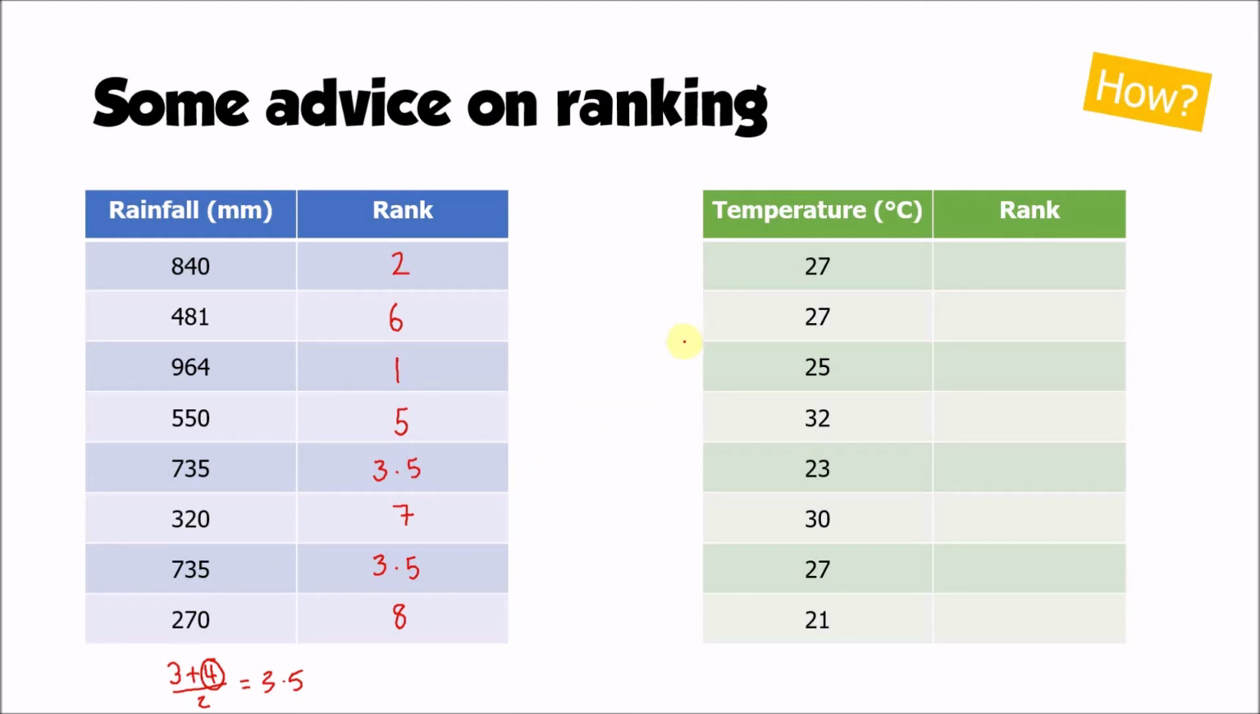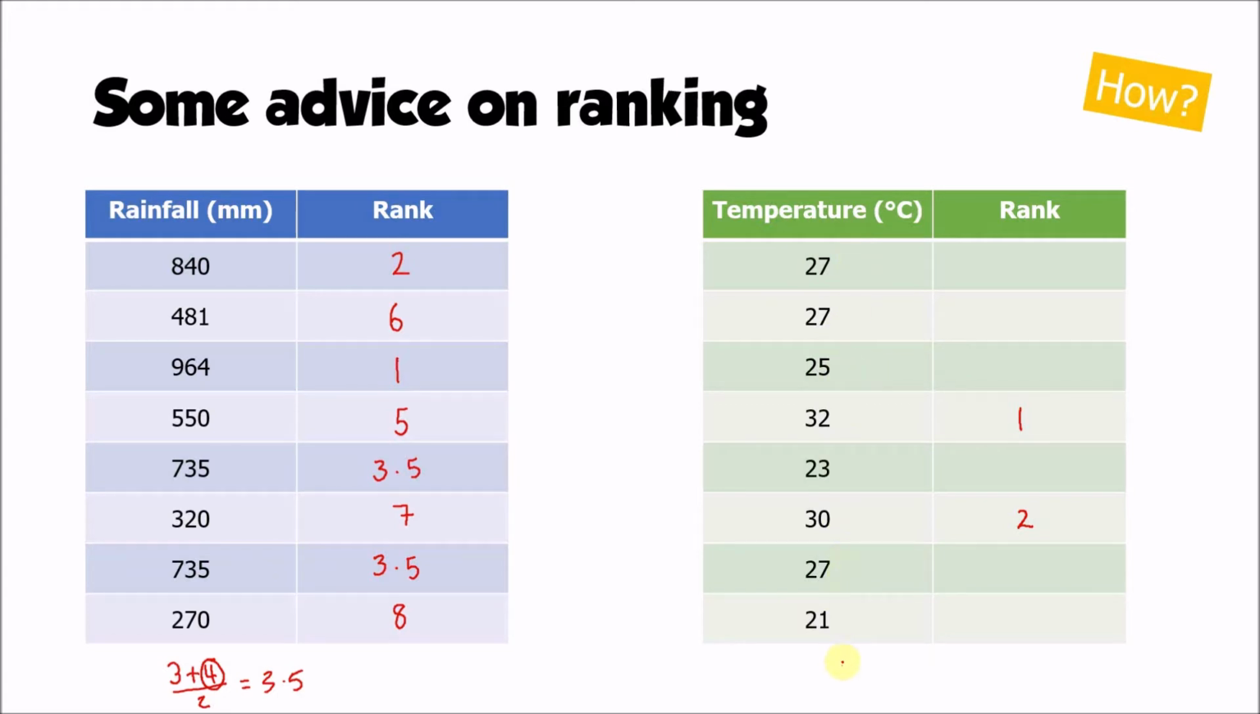Okay, so again, we're going to go from highest to lowest. So our highest value of 32, that's going to get a rank of 1. Our next highest value of 30 is going to get a rank of 2. Our next highest value is 27. Now we've got 3 observations here which have 27. We've got 1, 2, 3.